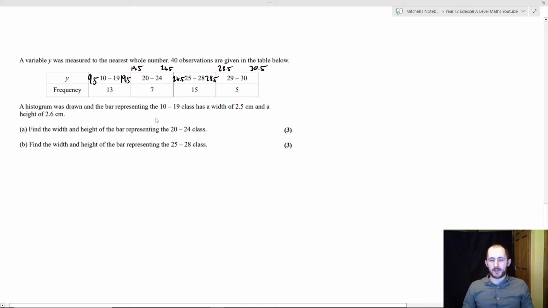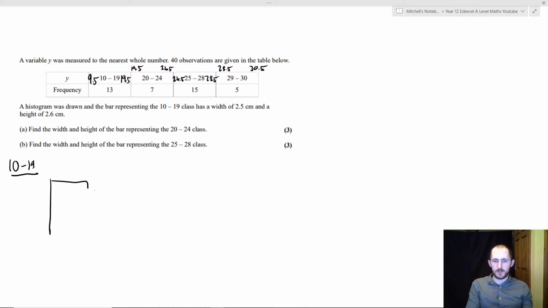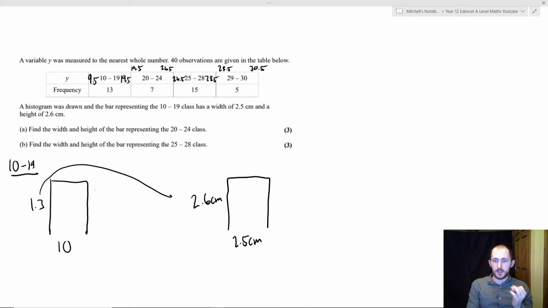And once again we have a very similar thing. So the 10 to 19 class, let's just do this. And this question gives us a little bit more practice on doing this. So what it should be, and then what it is, has a width of 2.5 and has a height of 2.6. So the width of the 10 to 19 class should be 10. And 13 divided by 10 is 1.3. So to go from here to here, 2.6 divided by 1.3, well, I happen to know that that would just be 2. And here that's just going to be a quarter, so times by 0.25.